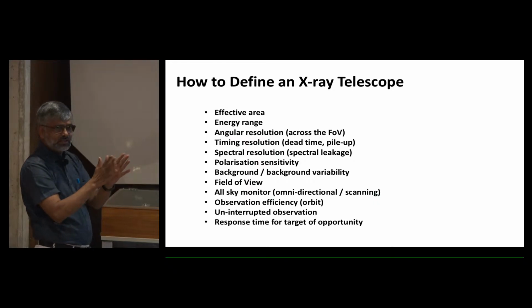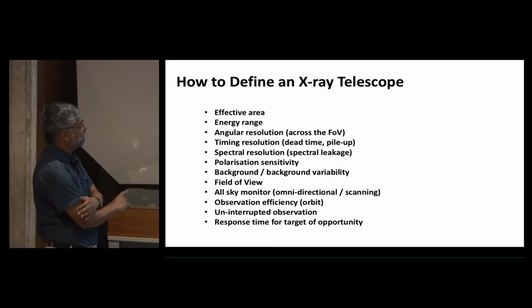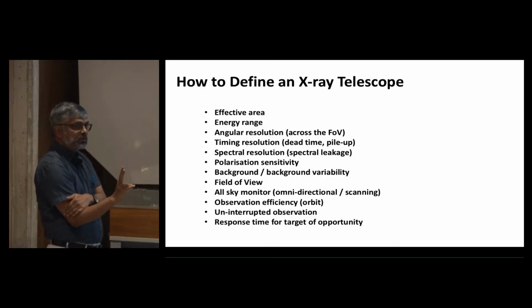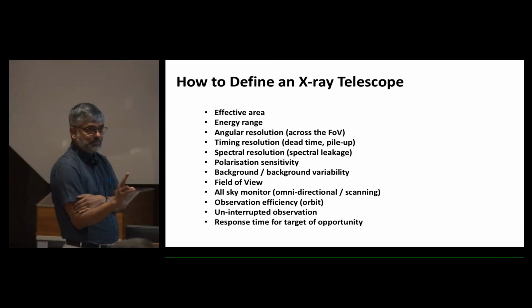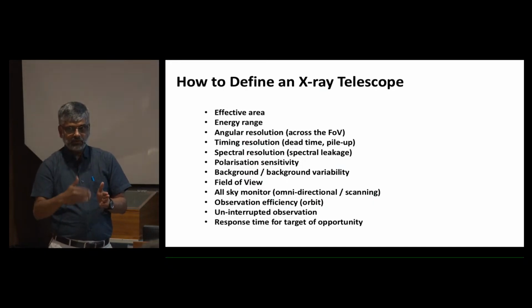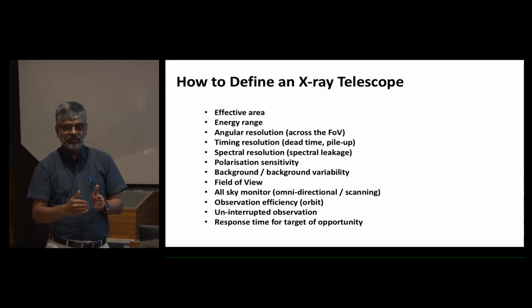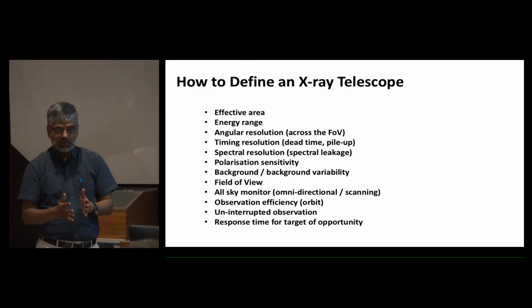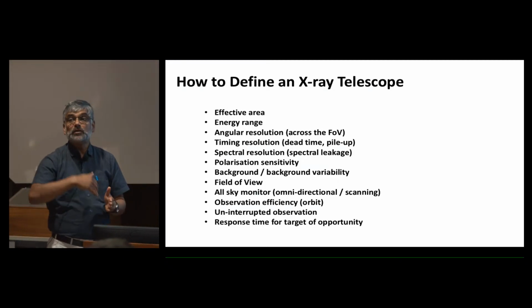Angular resolution, whether it is the same across the entire field of view or not, is an important factor. Timing resolution has two more issues. One is dead time. Often your electronics will be such that when you detect a signal, the electronics is processing this signal, another signal it cannot process. That is one kind of dead time. So that also decides what maximum rate you can see.